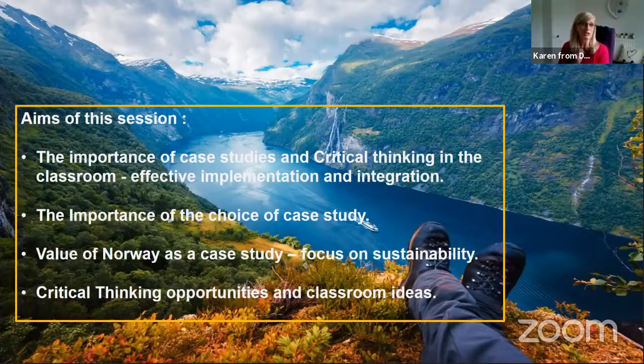So the aims of this session: we're going to look at the importance of case studies, but also the importance of critical thinking in the classroom. We're going to look at how case studies can be effectively implemented and integrated within your lessons. We're also going to look at the importance of the choice of your case study, and the value of Norway with a focus on sustainability, and then give you some critical thinking opportunities and classroom ideas.